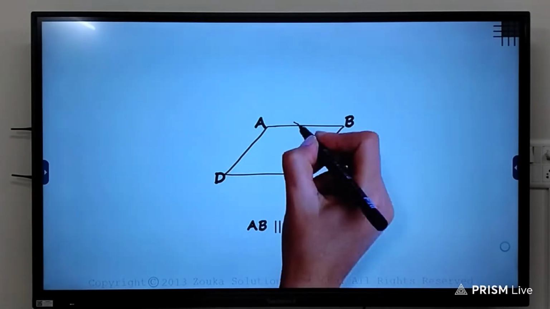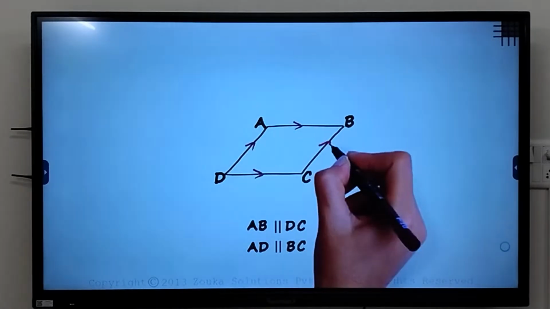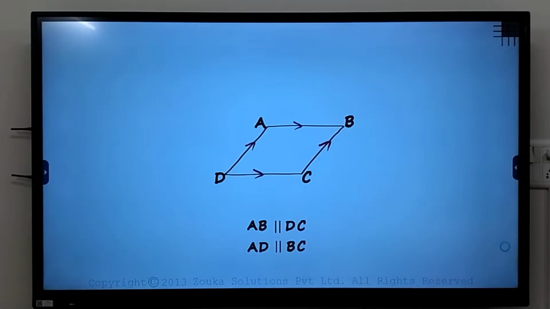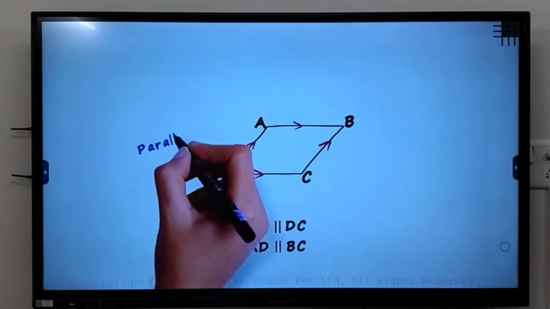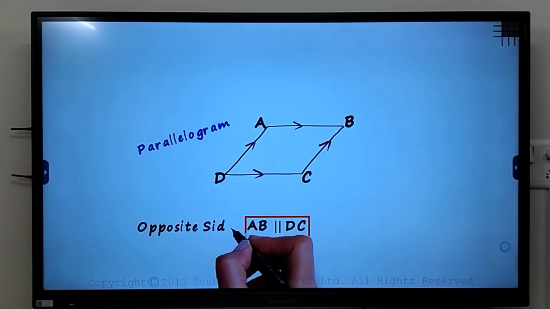We use two arrows in the same direction to show that the sides are parallel. The second pair of opposite sides is AD and BC. We can also see that AD is parallel to BC. So we draw arrows like this. Such quadrilaterals are called parallelograms. Both pairs of opposite sides are parallel.